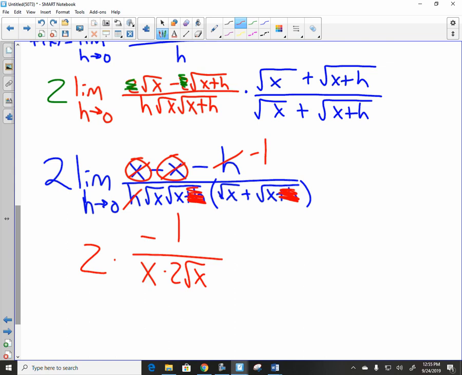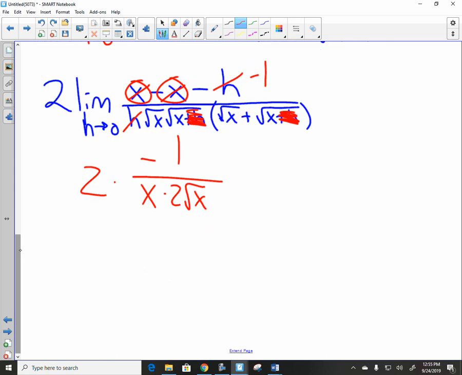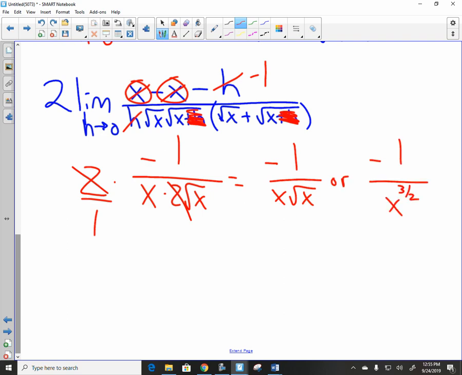2 roots of x. What's going to happen? The 2's cancel. -1 over x roots of x. Or -1 over x to the 3 halves is my preferred way of writing it. That is the derivative. Yeah, because this is x to the 1 times x to the 1/2. Add those, you get 3 halves.